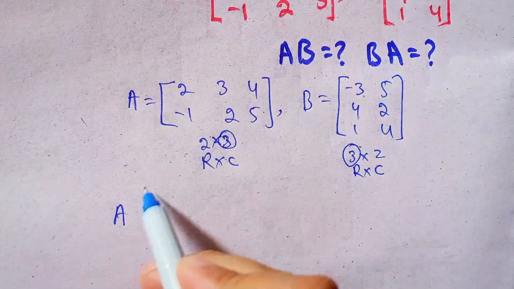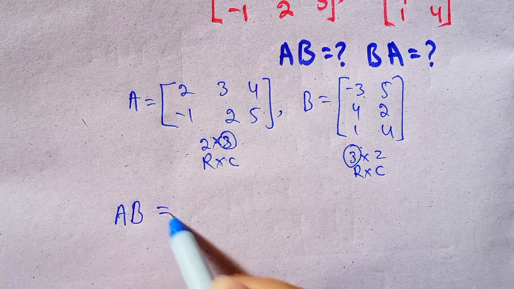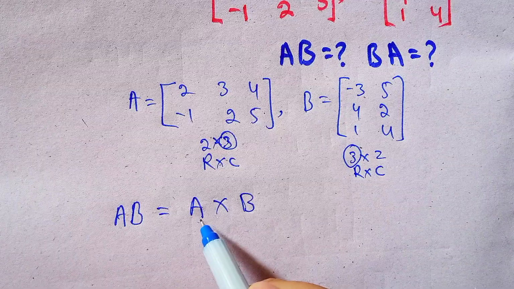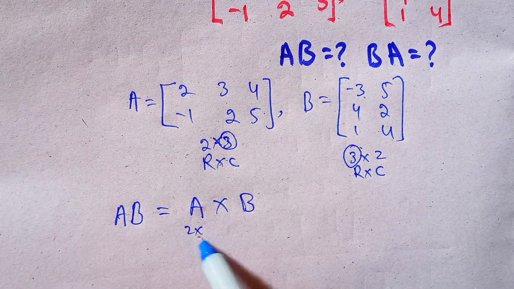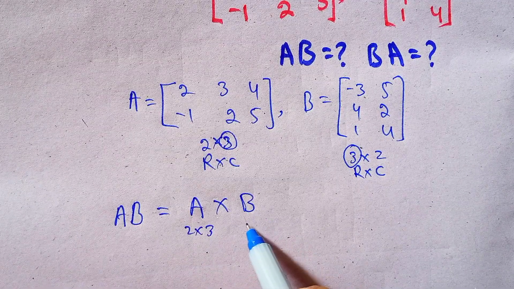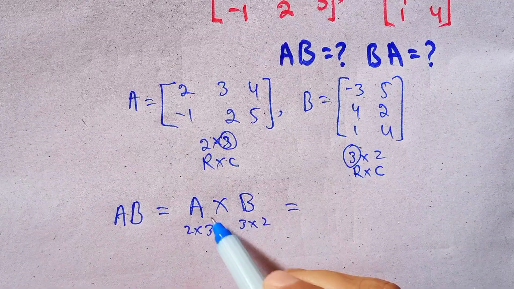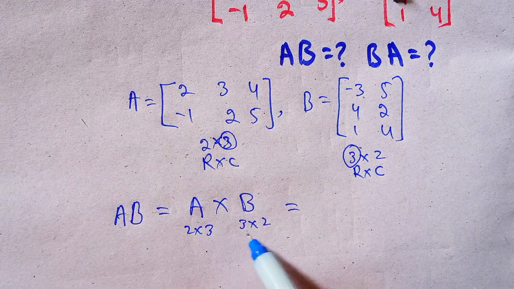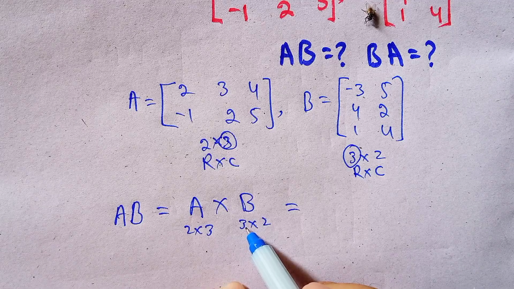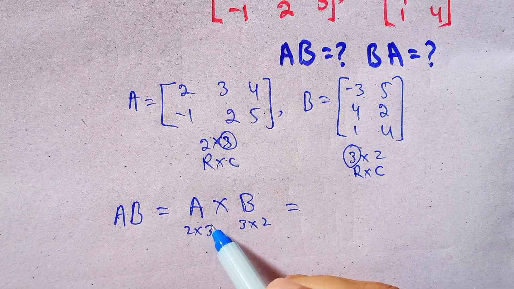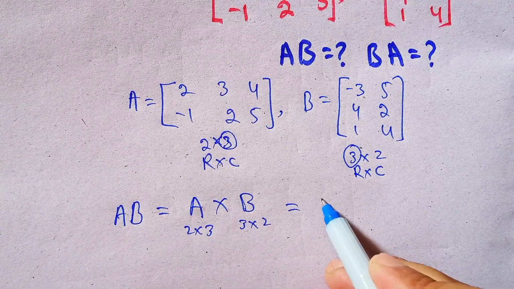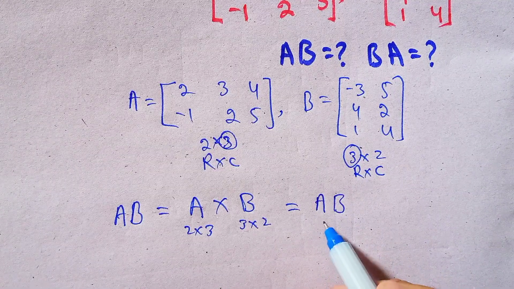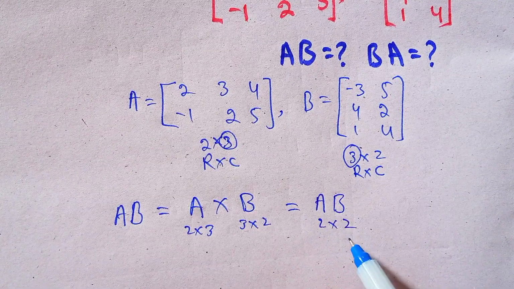So from here you can say that AB equals A times B. Here the order of matrix A is 2 by 3 and the order of matrix B is 3 by 2. We can multiply these two matrices because the number of columns of matrix A is equal to the number of rows of matrix B. And the order of matrix AB will be 2 by 2.